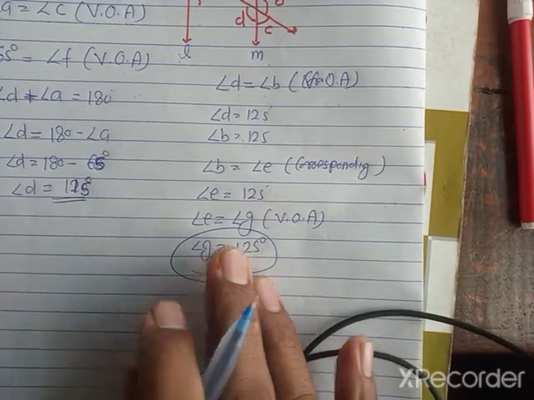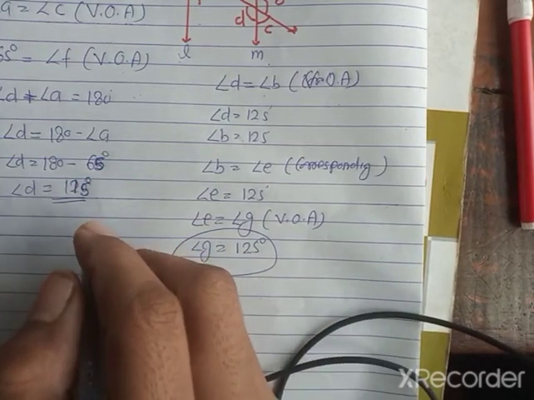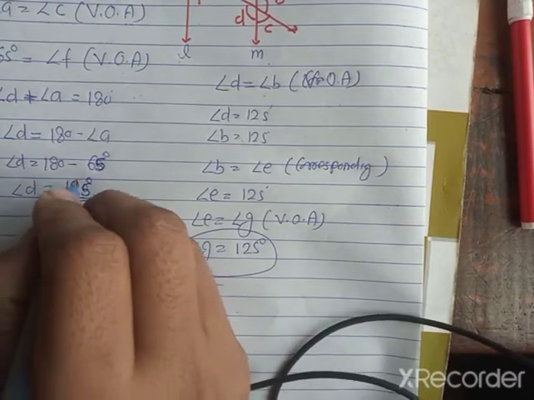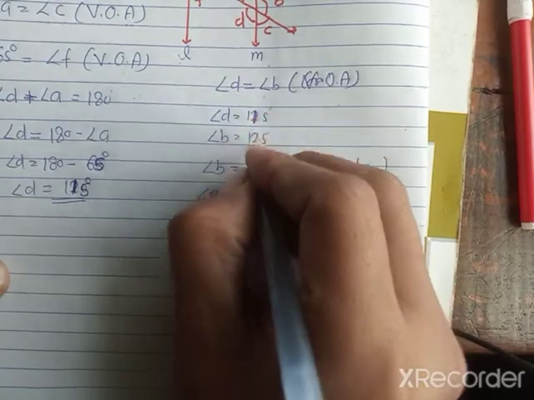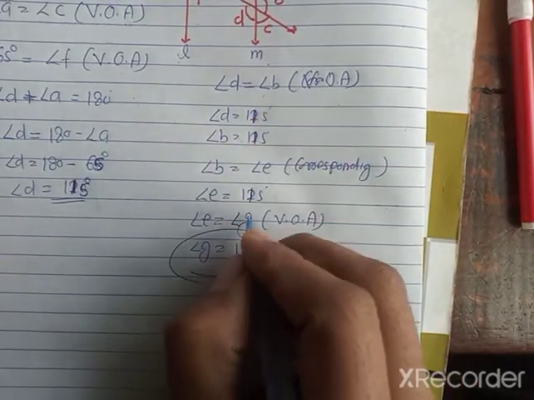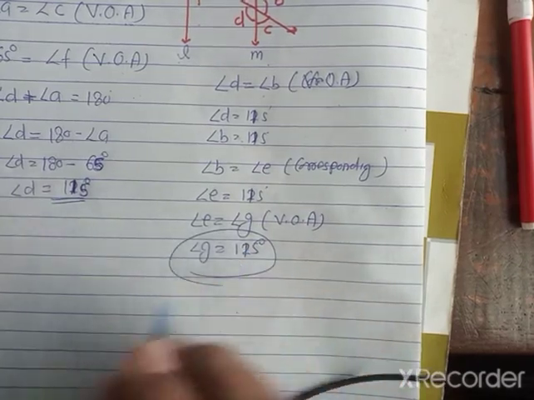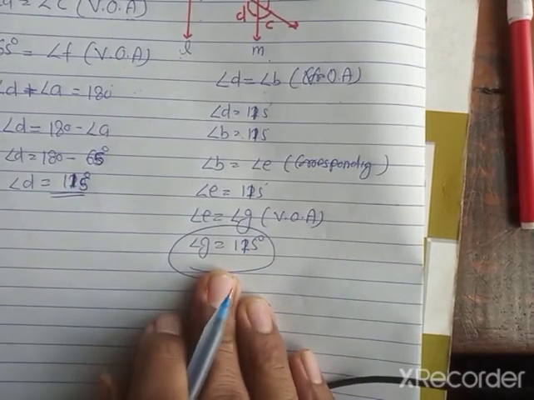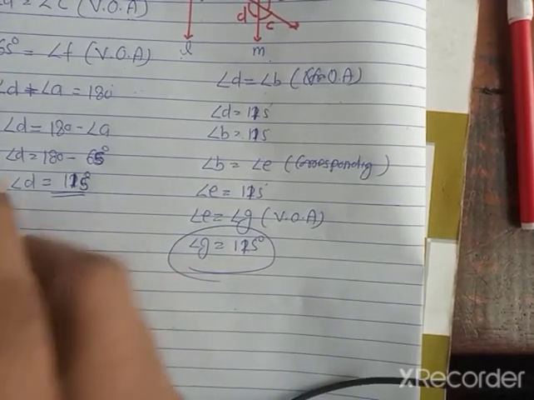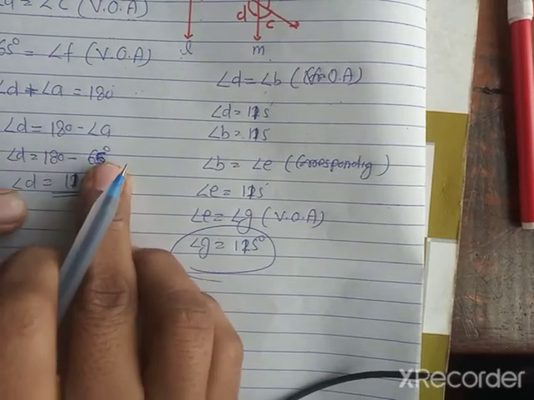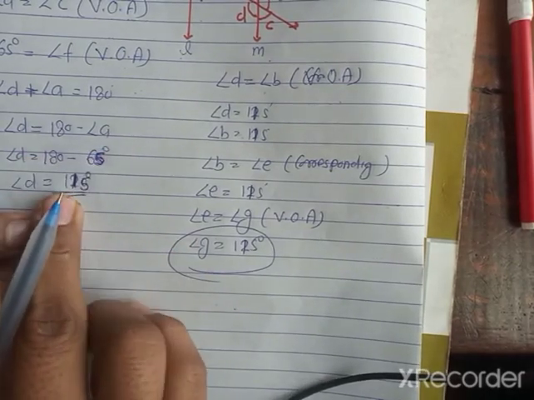Okay, D is equal to 115, sorry, D is equal to 115. This angle is 115 degrees, this is 115, and this angle is also 115 degrees. It was a subtraction mistake: 180 minus 65 is equal to 115 degrees.